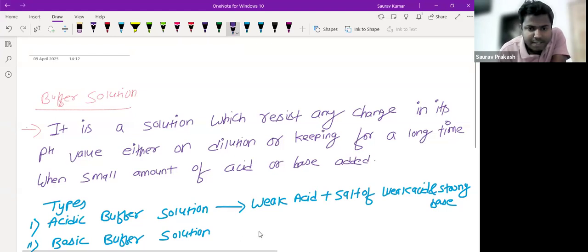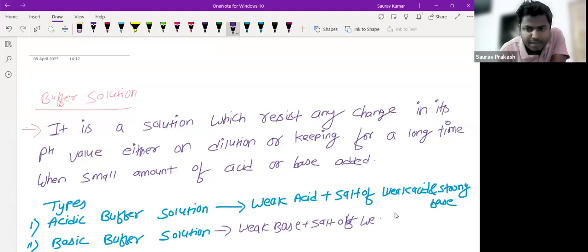Similarly, a basic buffer is made of a weak base plus the salt of a weak base and strong acid.